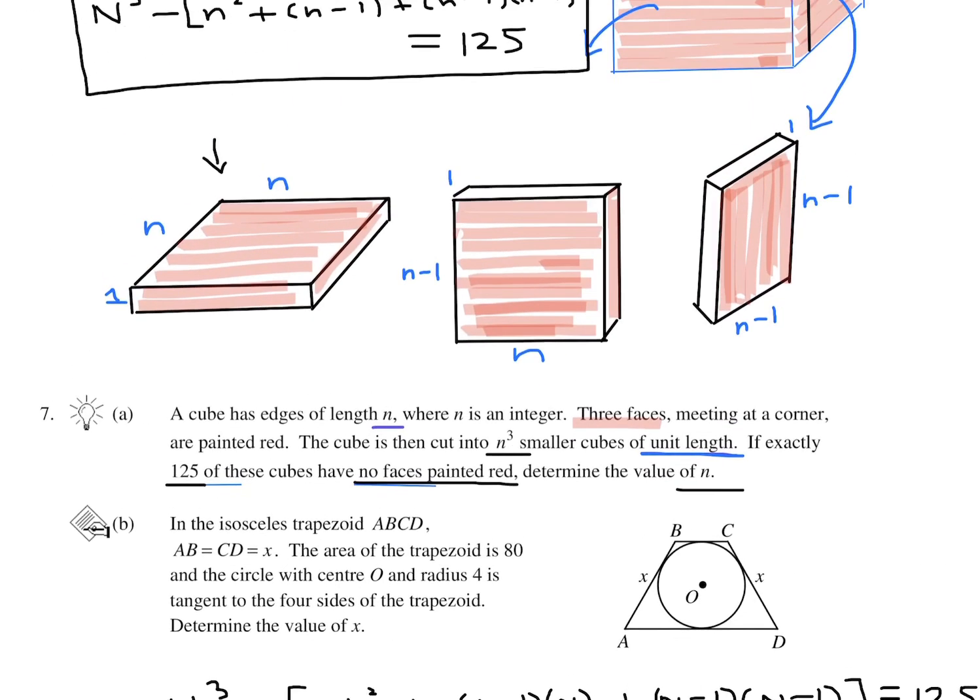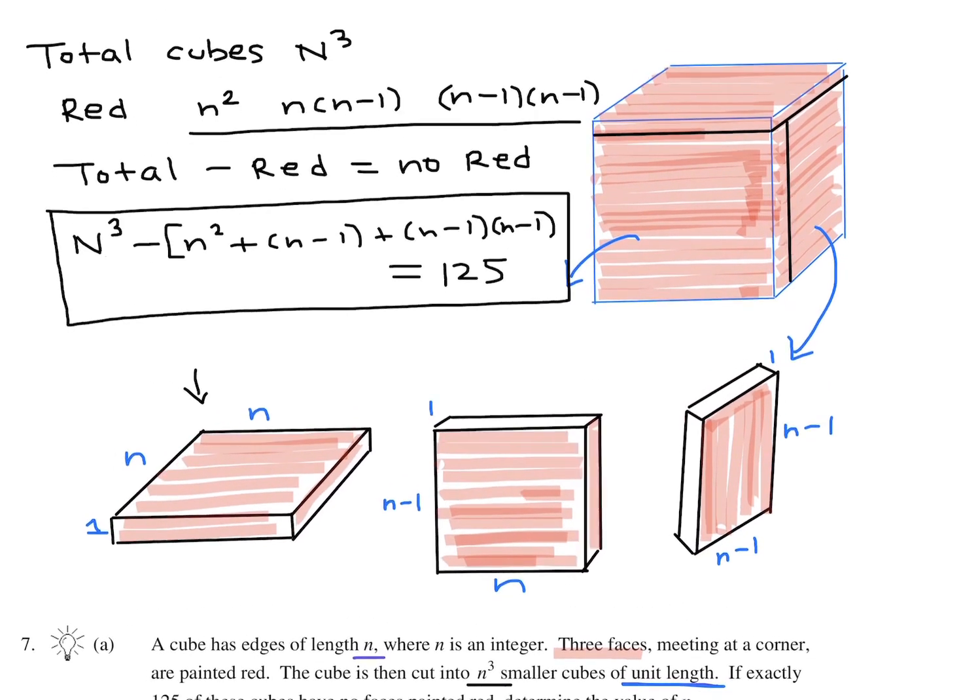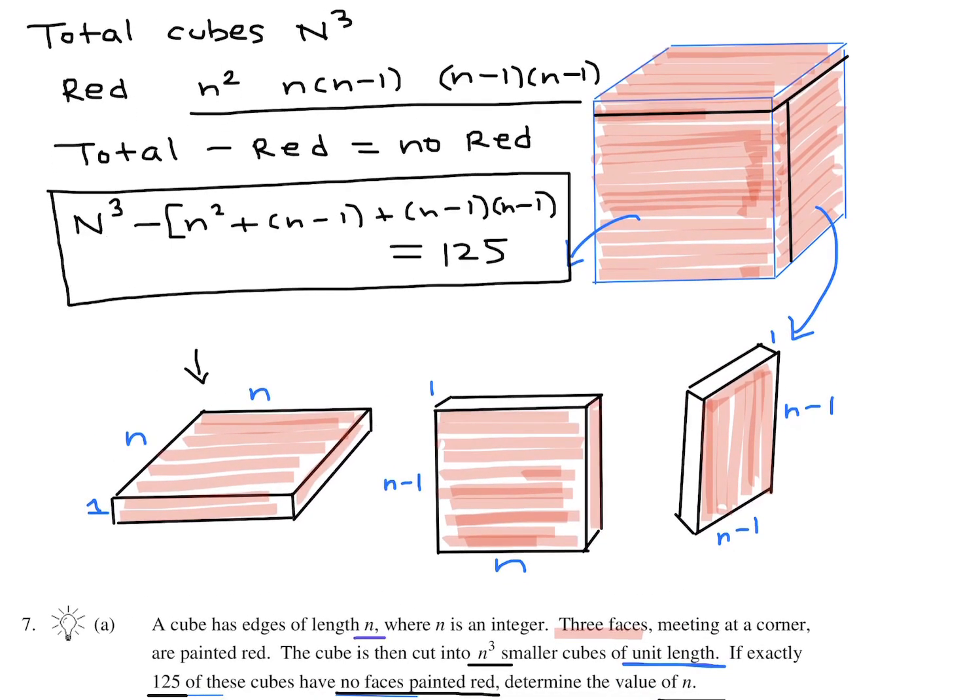N is equal to 6, right? So how many are total? N to the third, which would be 6 to the third, which is 216. And then how many were red? Well, n squared, which is 36, plus 6 times 5, which is 30, plus 5 times 5, which is 25, and that is 91. So how many were no red? Well, the total 216 minus 91, and that is 125, which is exactly what they told us in the question.